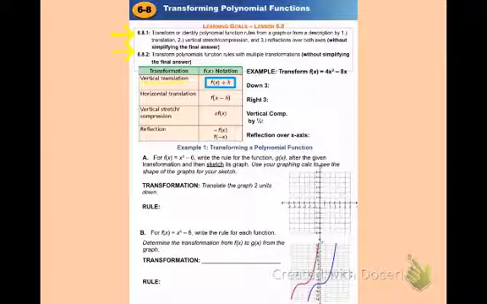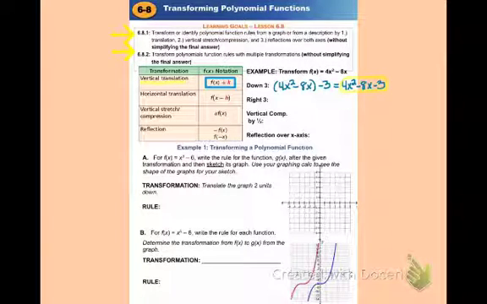So if we're going to take this example here, f of x is equal to 4x squared minus 8x. If I wanted to slide it down 3, I would basically take this function, 4x squared minus 8x, and I would subtract 3 from it. And that would result in the function 4x squared minus 8x minus 3. So that would be the transformation of the original function down 3 units.